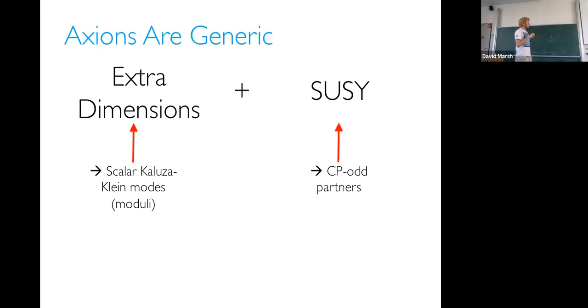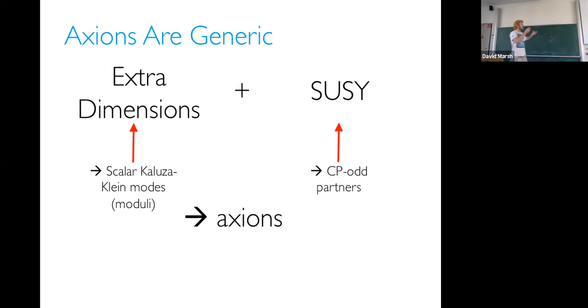Supersymmetry demands that you introduce CP-odd partners to your scalars. Things have to live in complex fields. You have a real part and an imaginary part. The real part and the imaginary part are related under CP. So you have these CP-odd partners. And this is all the ingredients that you need to get axions in the lower dimensional theory.